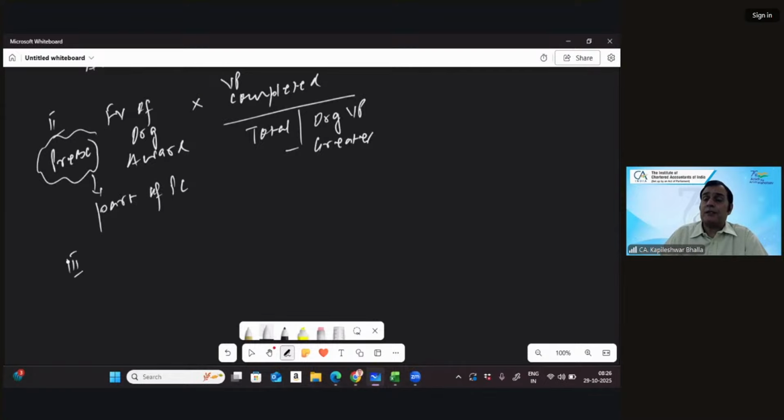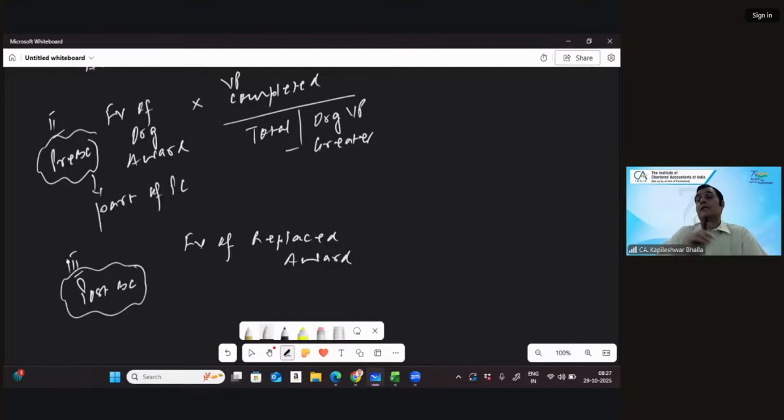And then you come to step number 3, where you need to consider the post-business combination portion. For the post-business combination portion, you need to consider the fair value of the replaced awards, which you've already organized in step number 1. And from this, you need to reduce the value as per step number 2. And this post-business combination portion, we've already said, is going to be accounted as per Ind AS 102, which is spread over the remainder vesting period.